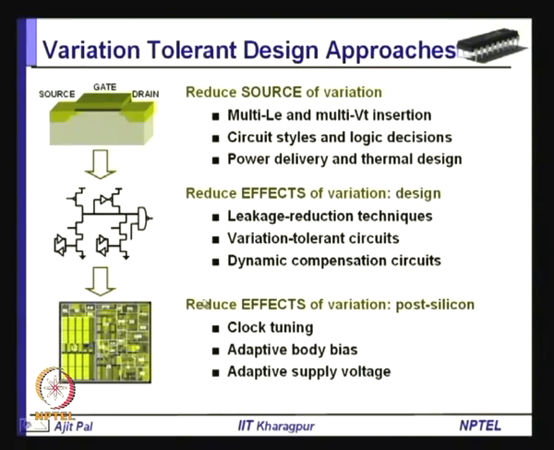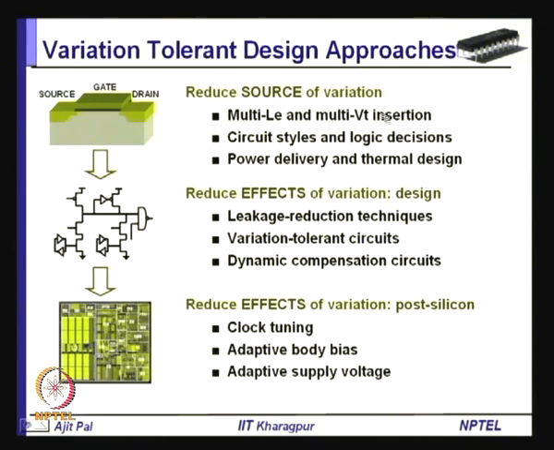So, there are three basic approaches. First one is to reduce the source of variation. So, it is essentially prevention is better than cure. You would like to prevent the source of variation. How can it be done? It has to be done by using suitable fabrication of the device. So, the device has to be fabricated in such a way that it will reduce the source of variations. For that purpose, you have to realize circuits with multiple channel length and multiple threshold voltage. So, multi-Le and multi-Vt insertion.